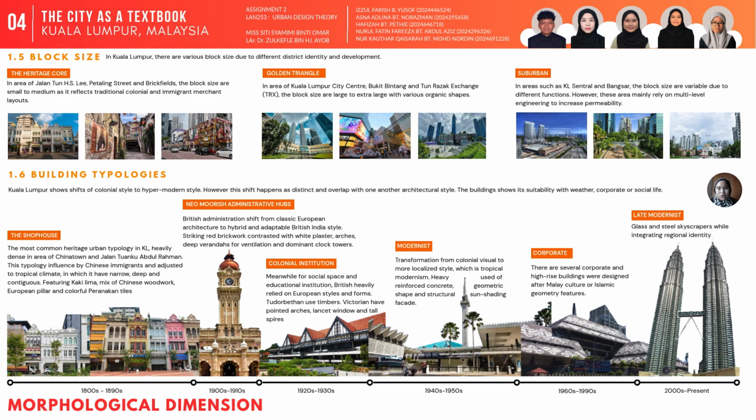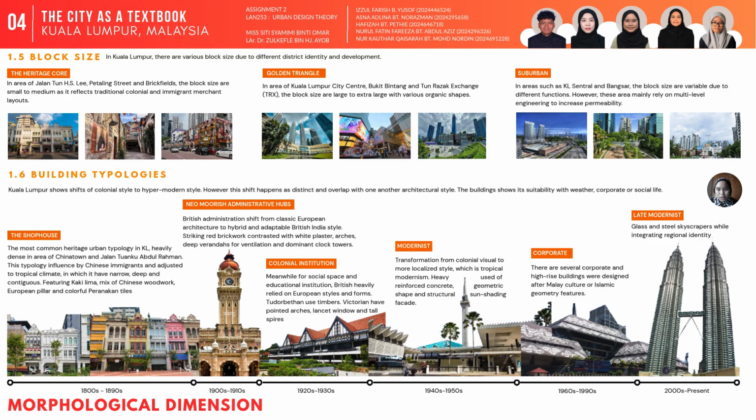Kuala Lumpur shows a shift from colonial style to hyper-modern style. However, this shift happened as distinct styles that overlap with one another. This building stock also shows its suitability with the corporate or social life of the locals.